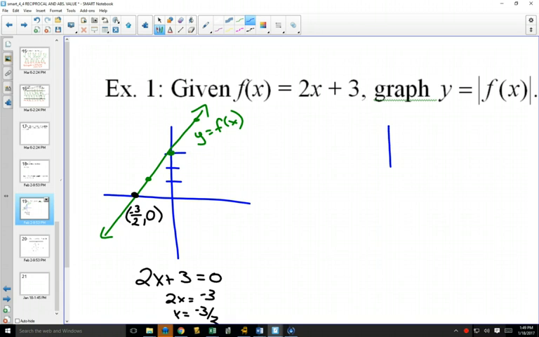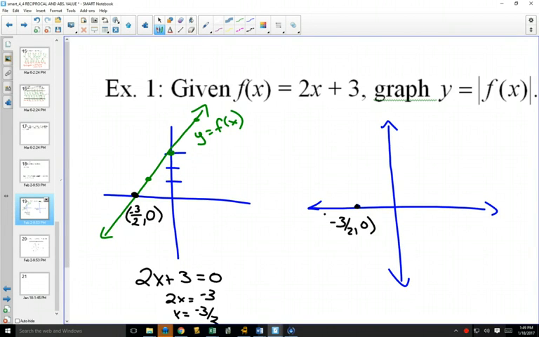When I go to graph the absolute value of this function, well, before I said, what happens when you do the absolute value of positive 5? It stays the same. What about the absolute value of positive 2? Stays the same. Whenever you do the absolute value of a positive part, it stays the same. So if we look at our original graph, this is why it was important to find this point, negative 3 over 2 comma 0, because can you see at that point, that's where your y values change from positive to negative.